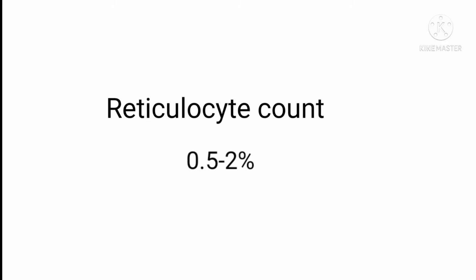So the next one is the reticulocyte count. Reticulocytes are the newly formed RBC released from the bone marrow. It mostly takes 2 days to mature in the bone marrow, and these are in circulation for about 1 day. So it can be detected in the peripheral blood. The normal range is 0.5 to 2%.